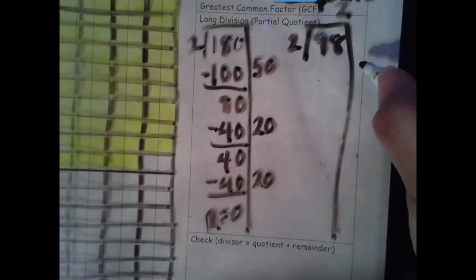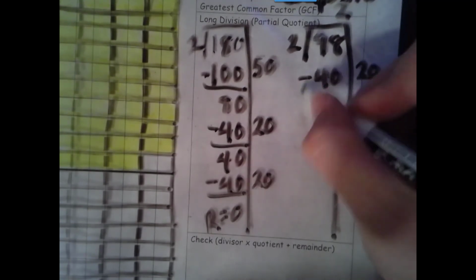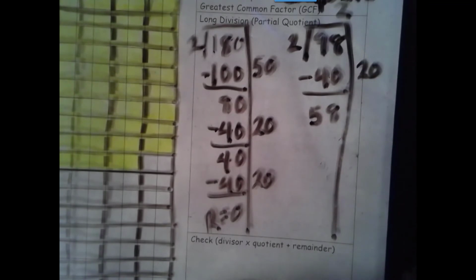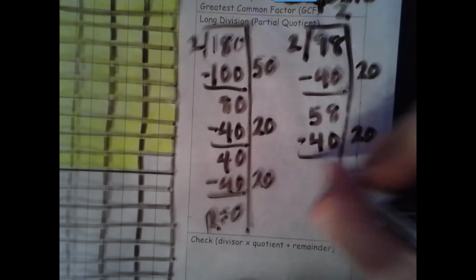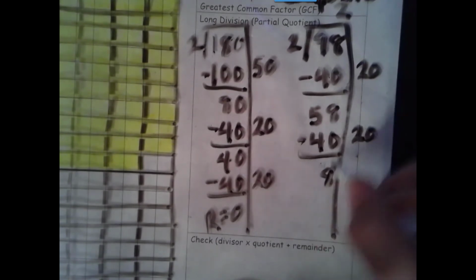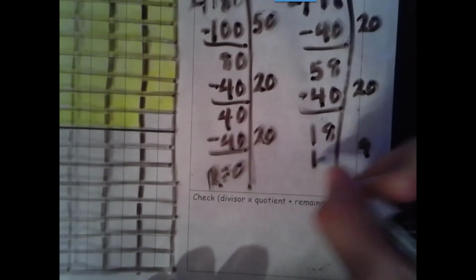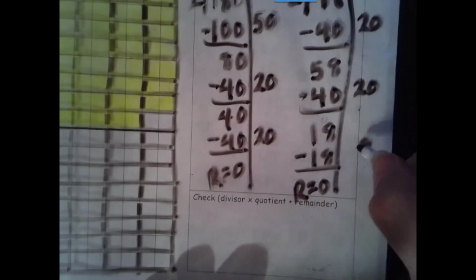Here I'm going to do 20, or 2 times 20 is 40. More on top, no need to stop. 20 times 2 is 40. More on top, no need to stop. And then 9 times 2 is 18. Numbers the same, zeros a game.